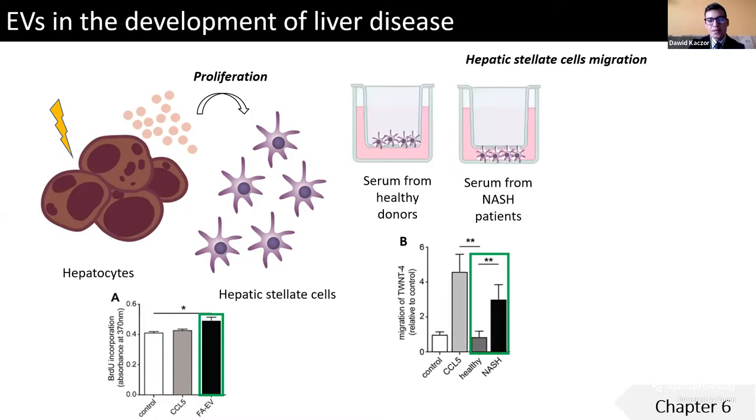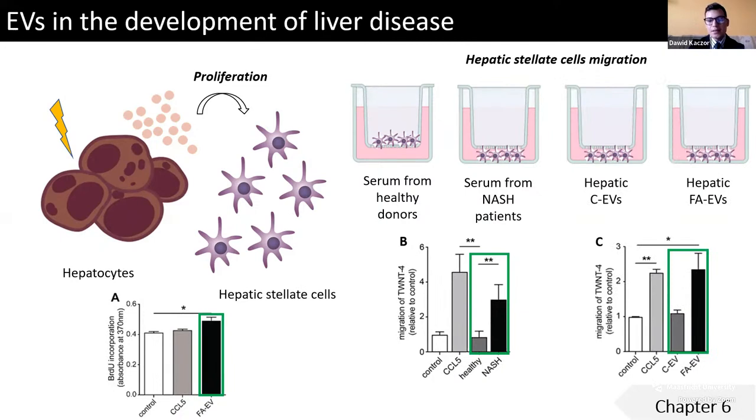In a Boyden chamber setup, hepatic stellate cells were allowed to migrate towards the serum from healthy individuals and those with clinically diagnosed NASH. Interestingly, only patient sera were able to induce cell migration. Similarly, fatty acid EVs and not control EVs triggered chemotactic migration, which proved the stimulatory properties of fatty acid EVs.